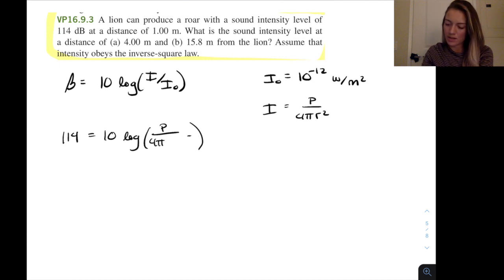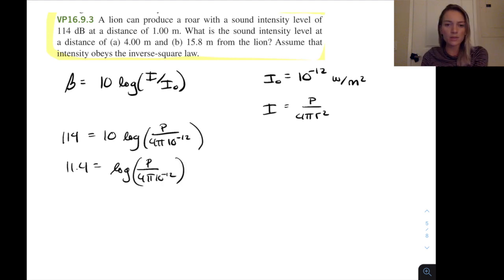So I just have this equation here. What I'm going to do first is divide both sides by 10. So I get 11.4 is log of p over 4 pi 10 to the negative 12. And now we're just going to have to solve for p. When you have your variable trapped inside your log, what you want to do is raise 10 to the power of each side of your equation. So here we're going to have 10 to the 11.4.